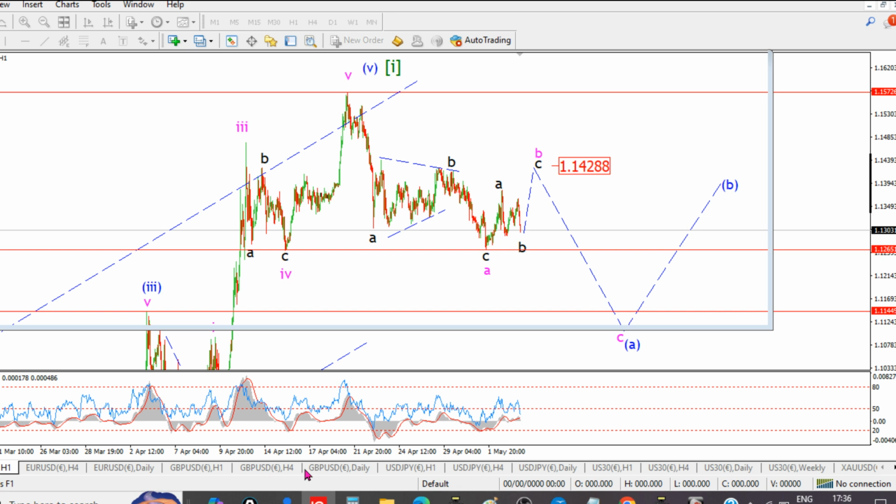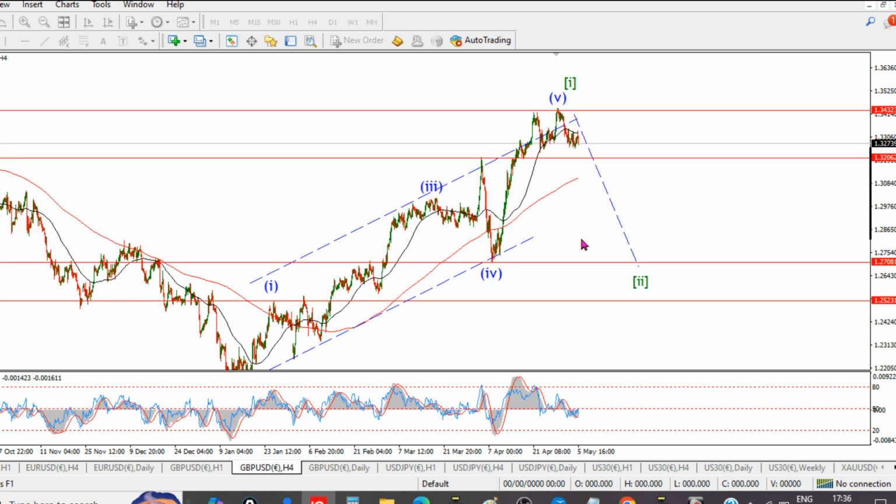Okay, so here's cable. Again, the second wave correction is what I'm looking for. We've got 5 waves up complete. Looking for 3 waves down to wave 2. Again, the previous fourth wave comes in at about 127 flat. So from there to here is about 500 points. That'll probably retrace about 50% of the overall rally in wave 1.